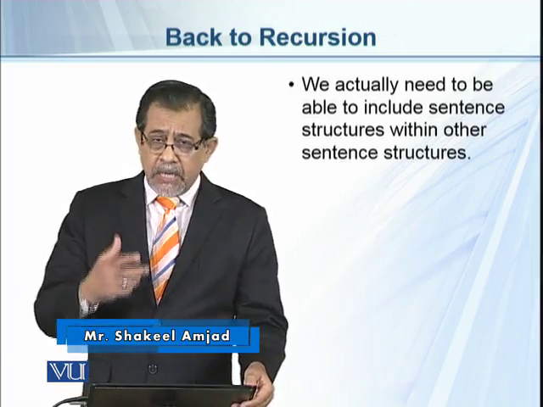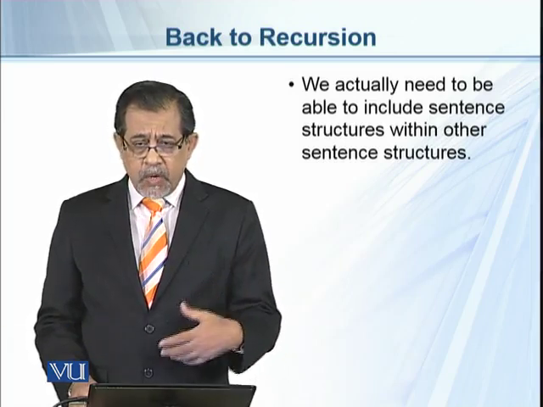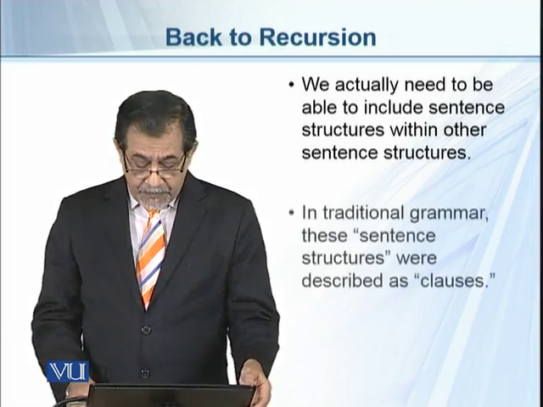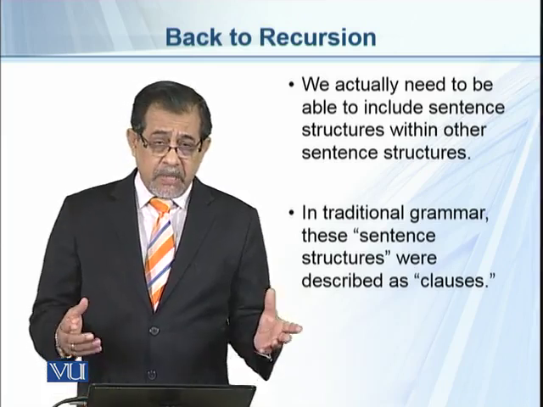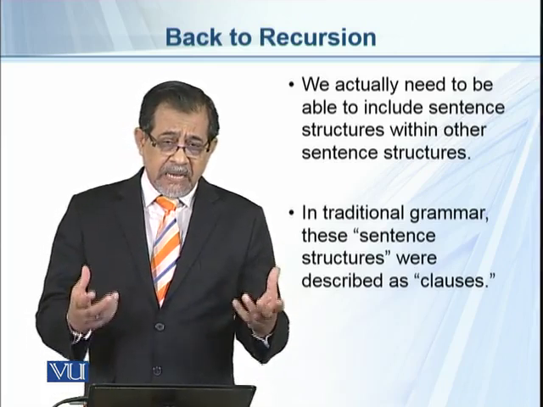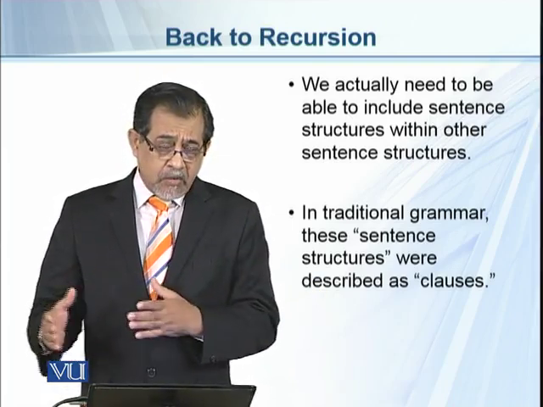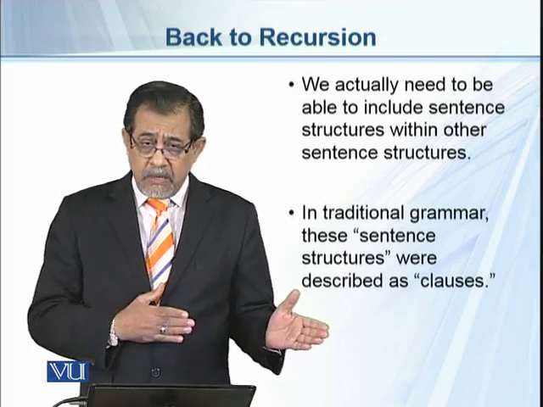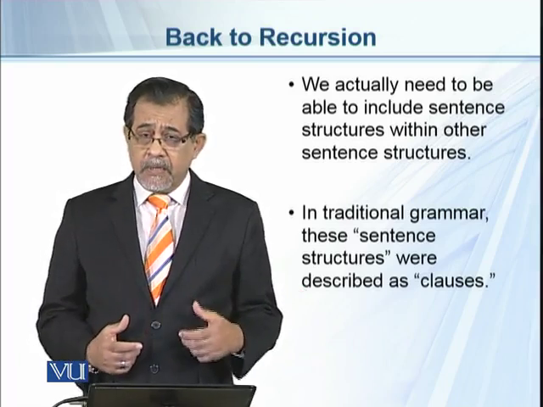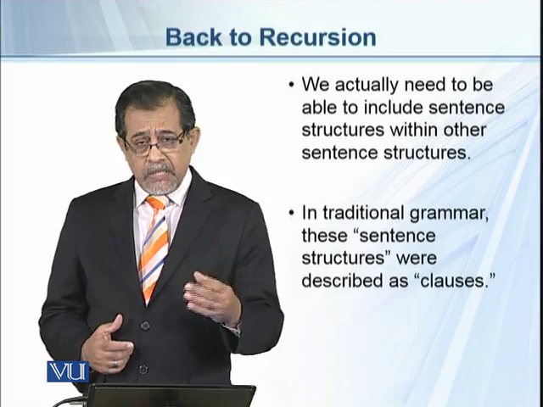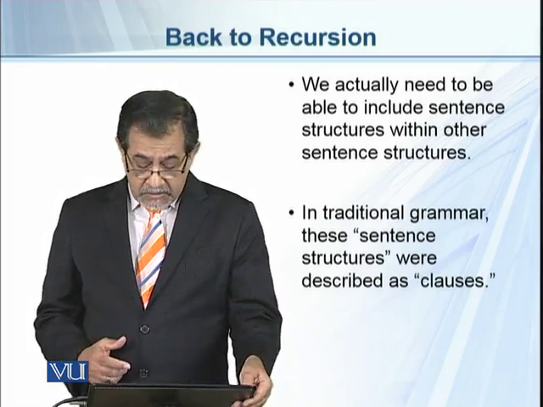If we were talking about traditional grammar, we would say that a sentence may have more than one clause, right? So in traditional grammar, these sentence structures were described as clauses. For example, there are independent clauses joined by a coordinating conjunction, and there are dependent clauses with independent clauses, right? So in the traditional sense of grammar, we are talking about clauses, and in the generative sense of grammar, we are talking about sentence within sentence.